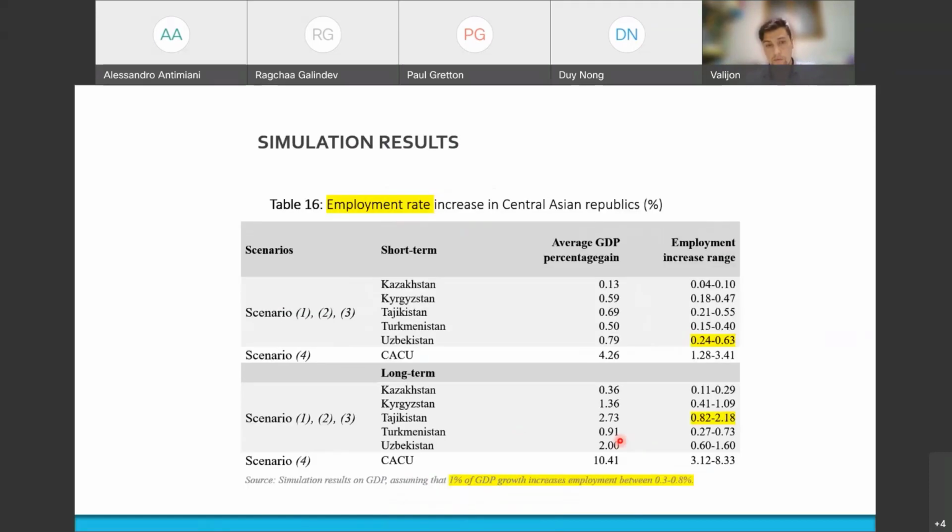And the same thing applies for the employment rate. We also found some literature that says 1% of GDP growth increases employment in the range of 0.3 to 0.8%. So you can also see here that Turkmenistan and Tajikistan, because their average GDP percentage gain is higher, also gain a higher employment rate in the short and the long term.